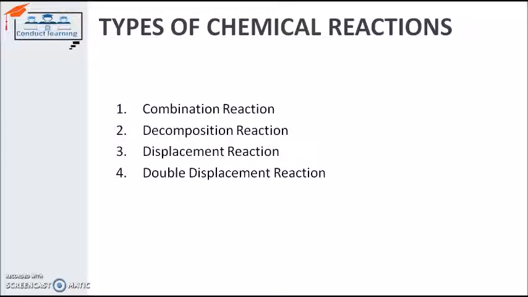The first is a combination reaction. The reaction in which the reactants combine on the product side of a chemical equation is known as a combination reaction. That means if we have different substances on the reactant side of a chemical equation and these substances combine to form a single substance on the product side, the reaction is known as a combination reaction.